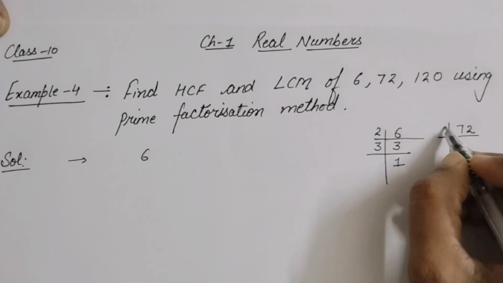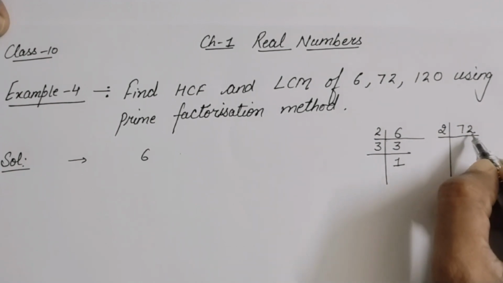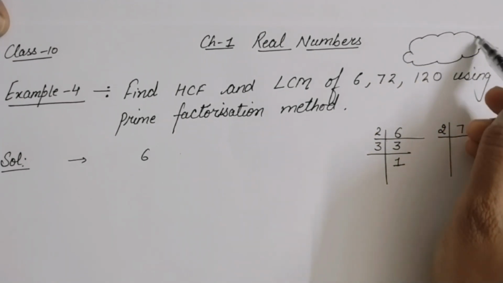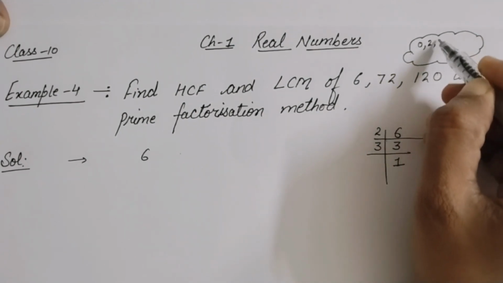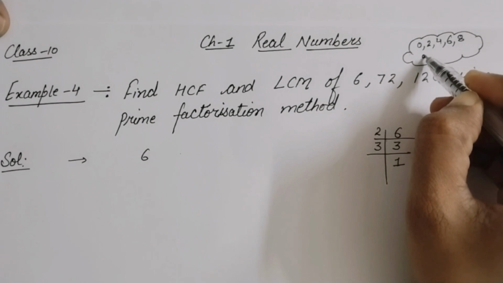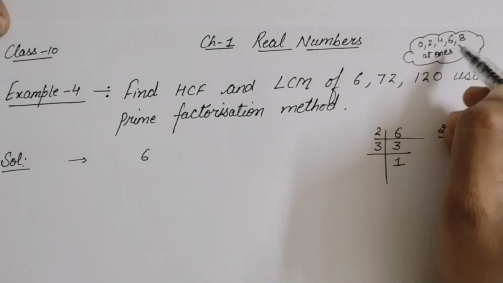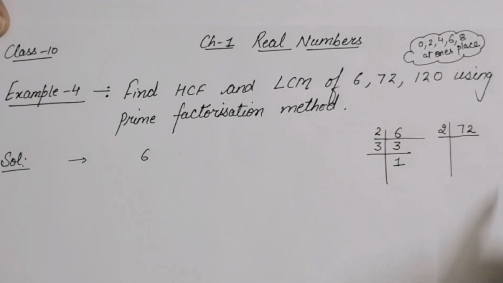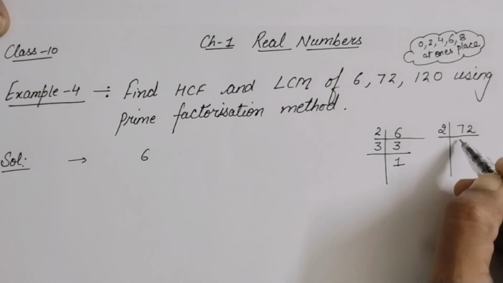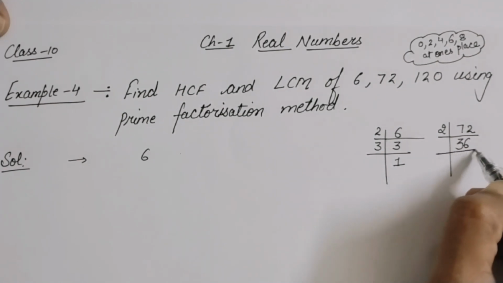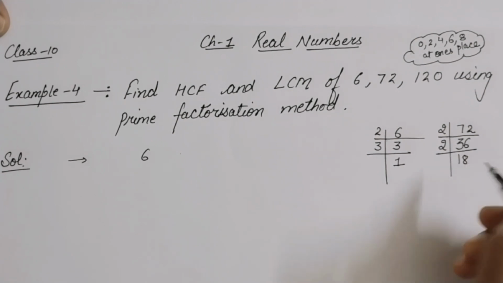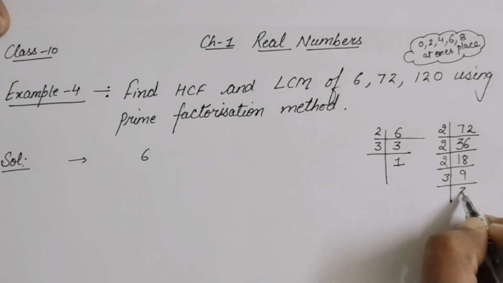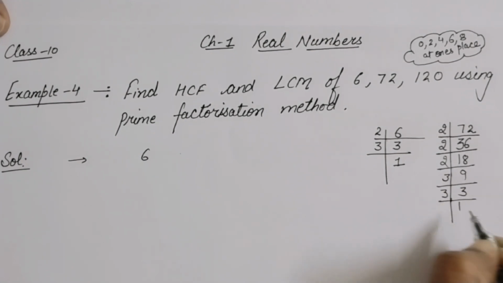So 72, you're going to divide by 2 because it is divisible by 2. What does the divisibility rule of 2 say? Let's revise that. The numbers having 0, 2, 4, 6, 8 at the ones place are divisible by 2. So it is divisible by 2. 2 3s are 6, 2 6s are 12. Now again it is divisible by 2, 2 9s are 18. Now it is not divisible by 2, it is divisible by 3. 3 3s are 9, 3 1s are 3.